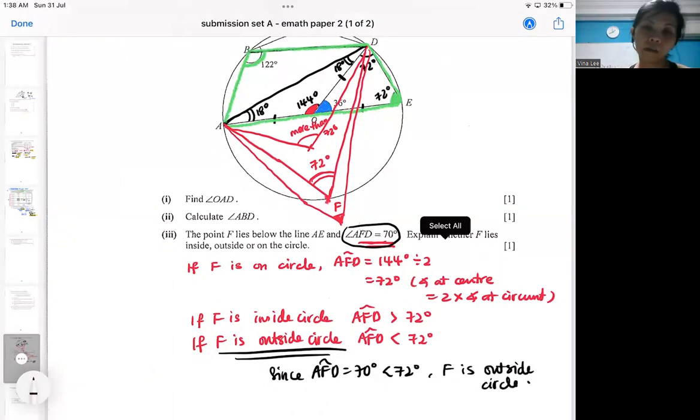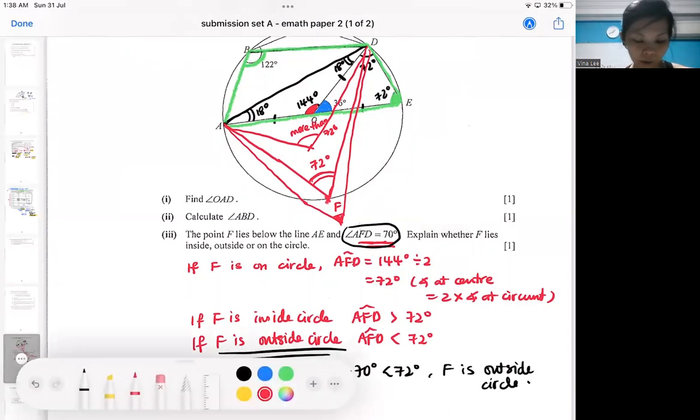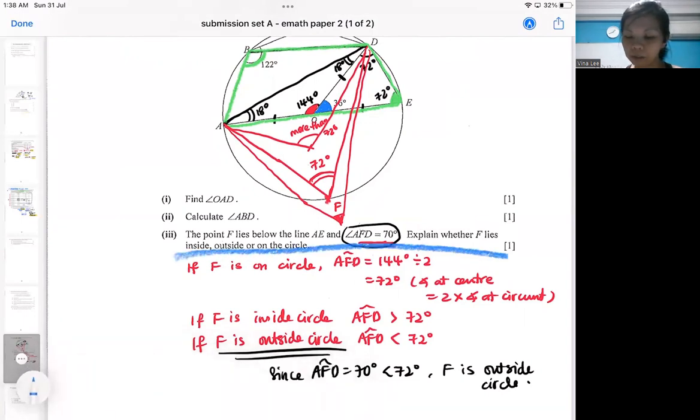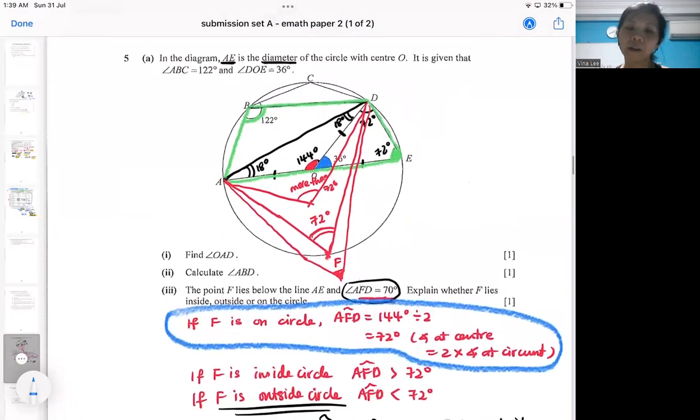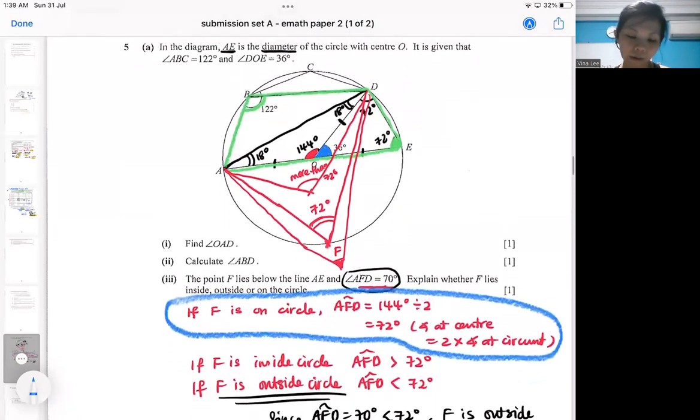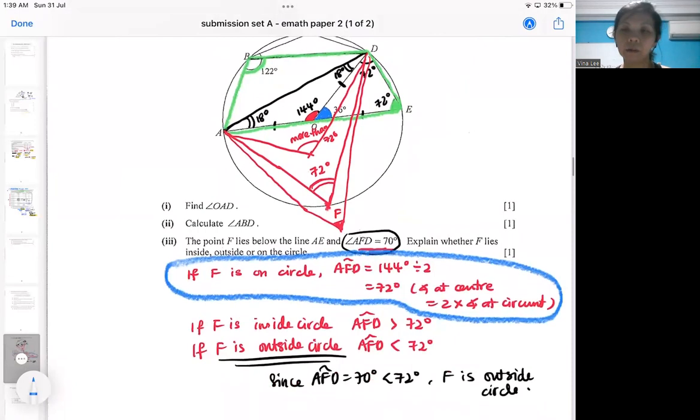So this is a very detailed one for 1 mark. You can choose not to say so much. You can choose to say directly that it's outside, but you must say this part, because this is the one that is supported by a geometrical reason. So that's how we explain this 5a and the values that are connected to it.